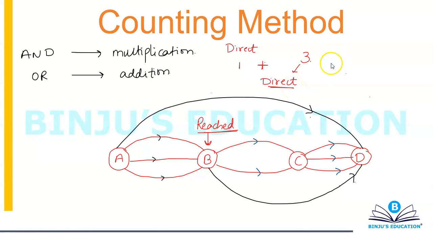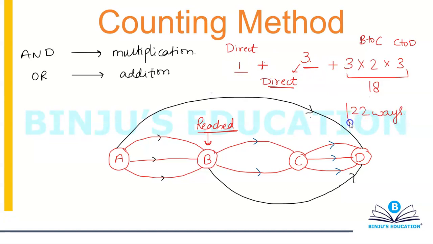Or what you can do is, again plus, you have reached B, and then you go the conventional way, that is 3 into 2, that is B to C, and into 3, that is C to D. So 3 into 2 into 3 is basically 18. 18 and 3 is 21, 21 and 1 is 22 ways. So there are 22 ways in which you can go from A to D.